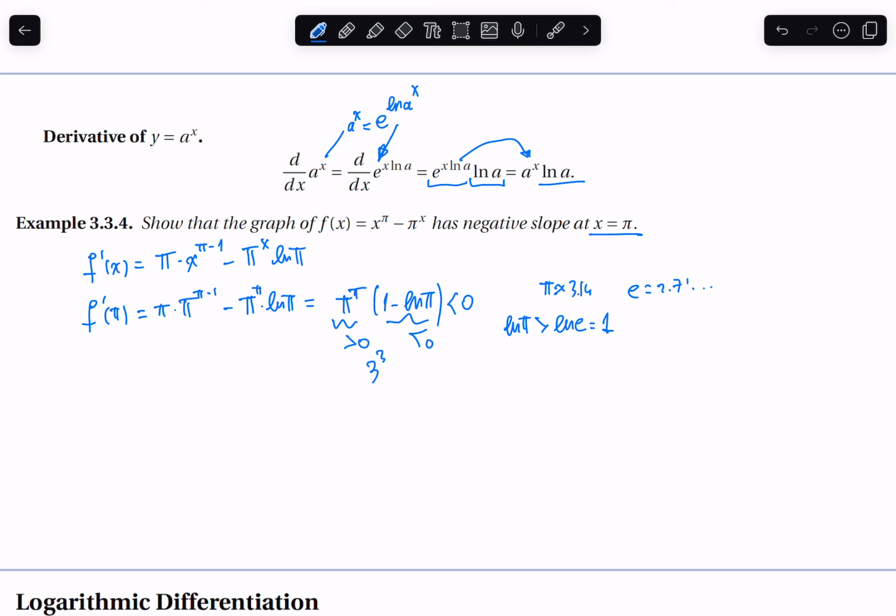So the derivative is less than 0. So if the derivative is less than 0, that means the tangent line has negative slope.